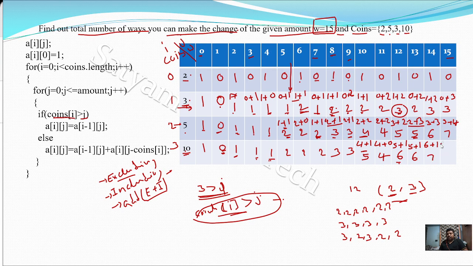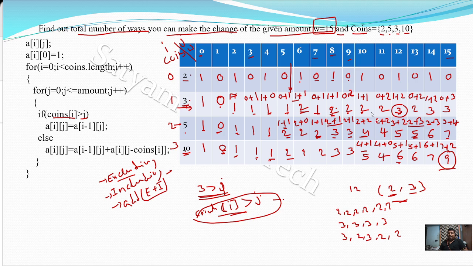Here the previous value without taking the 10 rupee coin is 7 ways plus, if you include the 10, 15 minus 10 is 5. In the 5th column you can see the value is 2, so 7 plus 2 is 9 here. So how many ways to make 15 by using these 4 coins, 2, 5, 3, 10 rupee coins? The resultant value here is 9 ways to make 15.